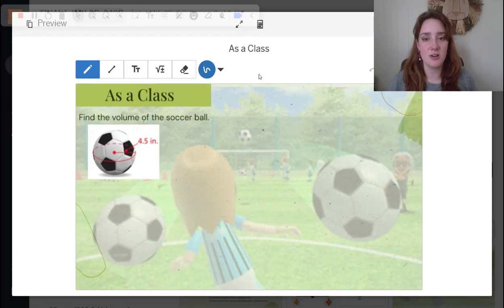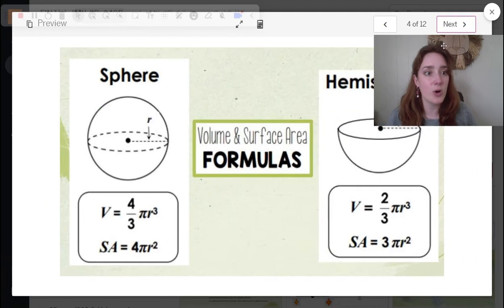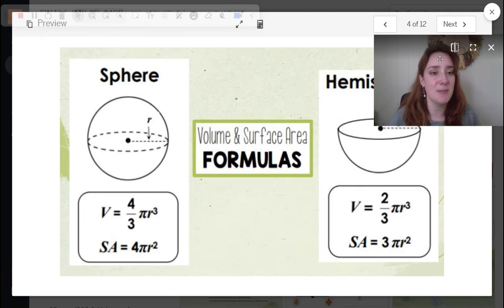Assuming you've edited, we're now on slide 3. We're going to be following along with some notes as a class. So we're finding the volume of a soccer ball. And I'm remembering I did not include our formula here in Desmos. Let me double check if I put it on the next slide. Oh, I did. Here it is on slide 4.